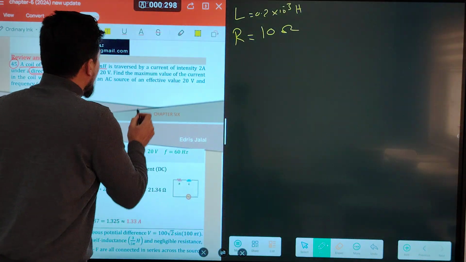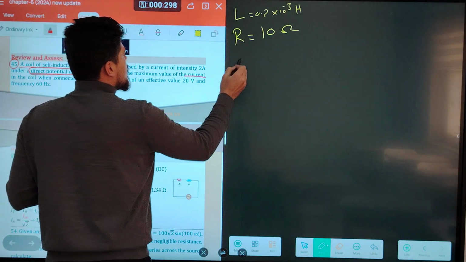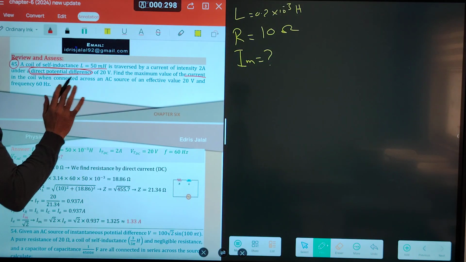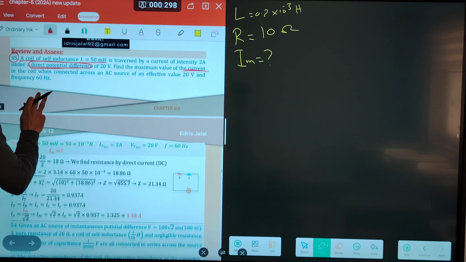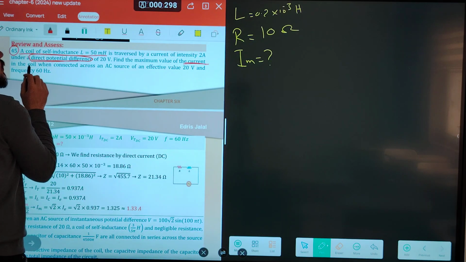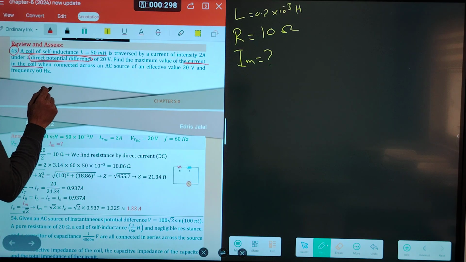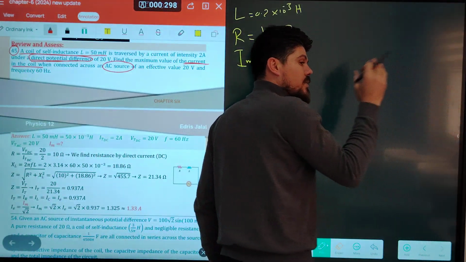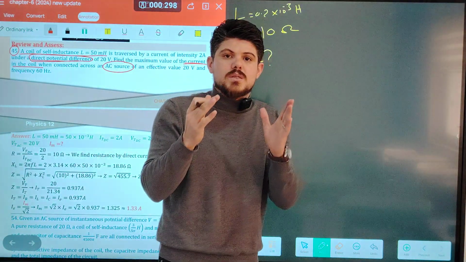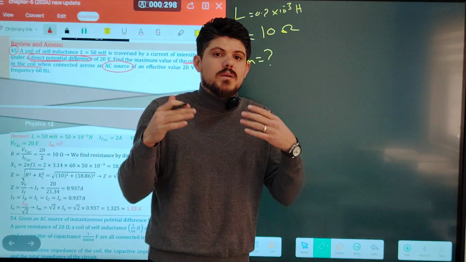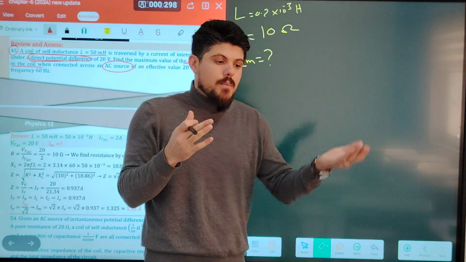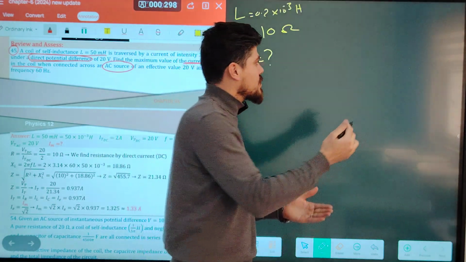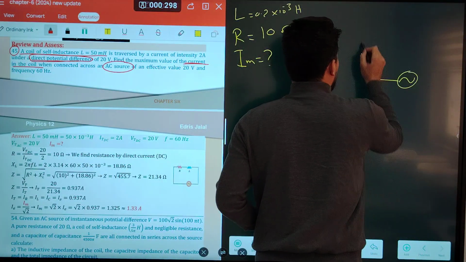Find the maximum value of the current. What is unknown? The maximum value of the current. This is a very good question, guys. Pay close attention, please. The maximum value of the current in the coil when connected across an AC source. The first time the coil was connected with DC in order to determine the value of resistance of the coil. But the second time, the coil is connected with an AC source.